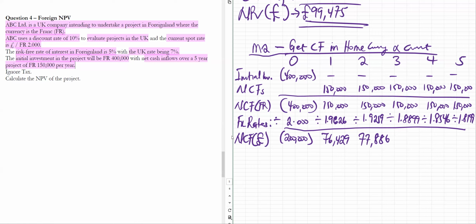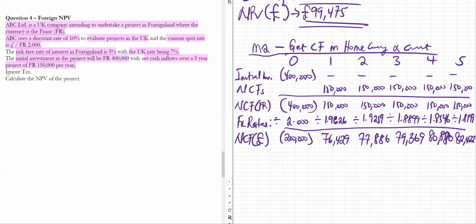And we have 150,000 divided by 1.8899. And that gives us 79,369. Then you have 150,000 divided by 1.8546. So that is 80,880. And you have 150,000 divided by 1.8199. You have 82,422.